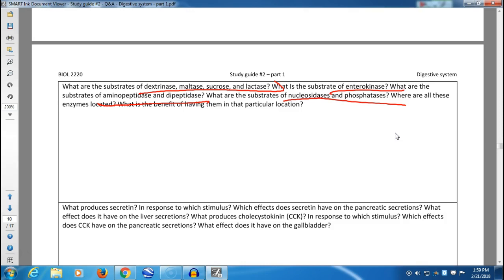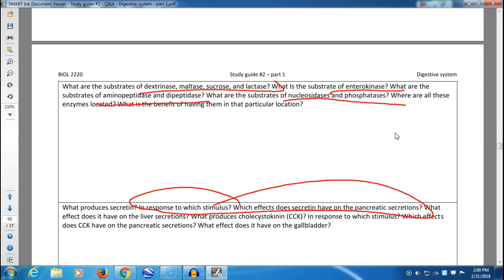Okay, secretin, produced by what? Enteroendocrine cells in the duodenum. What stimulates the production of secretin? Let's just go over the whole deal of regulation. So what is the stimulus for secretin? It's the result. Secretin stimulates the release of bicarbonate from pancreas.